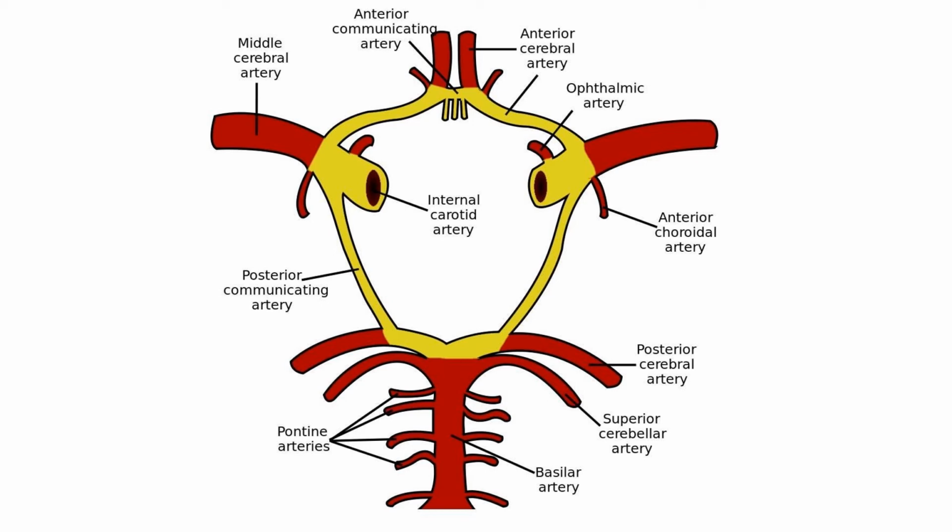So, the circle of Willis is formed anteriorly by the anterior communicating artery and the anterior cerebral artery, posteriorly by the basilar artery dividing into the two posterior cerebral arteries, and laterally it is formed by the posterior communicating artery.